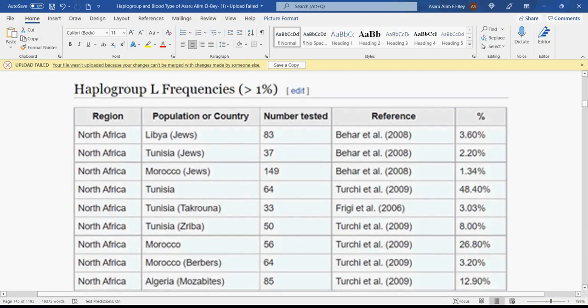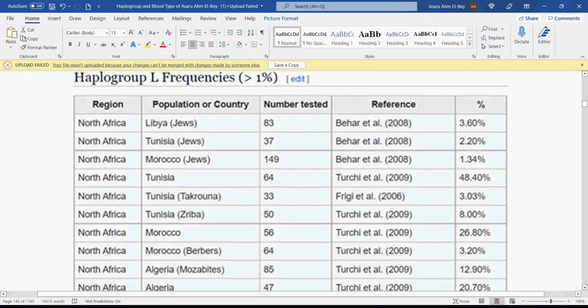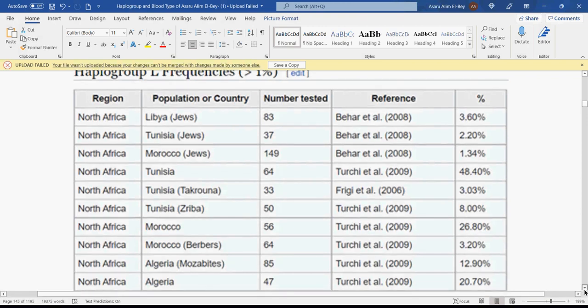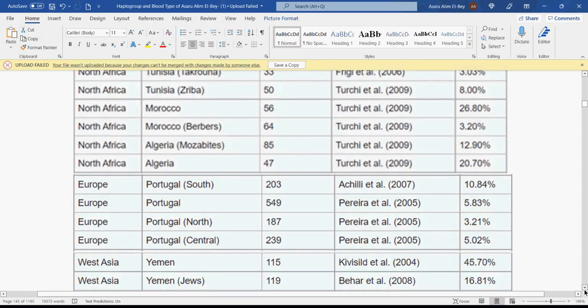All right. Haplo L frequency, as you see, North Africa, the Lebanon Jews. Number tested was 83, came to 3.60%. Tunisian Jews, 37 tested, 2.20%. The Moroccan Jews, 149 of them tested, at 1.34%. All right. I'm just going to read the Jewish portion, excuse me. Moroccan Berber, all right. Some of them were, you know, Hebrew. 64 tested, 3.20%. All right.